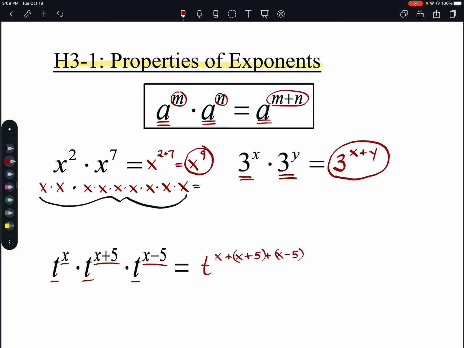Then we'll simplify the expression up here in the exponent. What we have here will end up being t raised to the power of, well, we've got an x plus another x, so in the end we'll have 3 x's. And then we've got a 5 plus a negative 5. That's going to end up canceling out and giving us 0. So our answer ends up being t raised to the power of 3x.